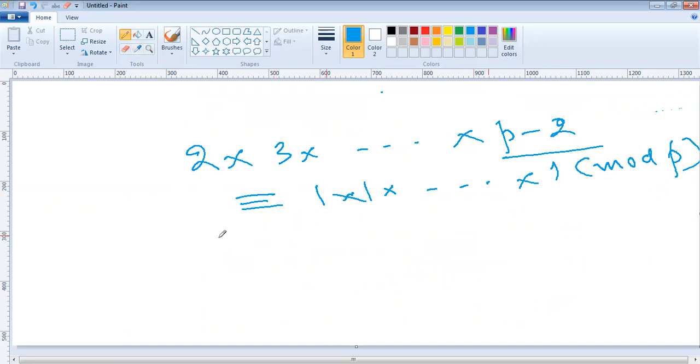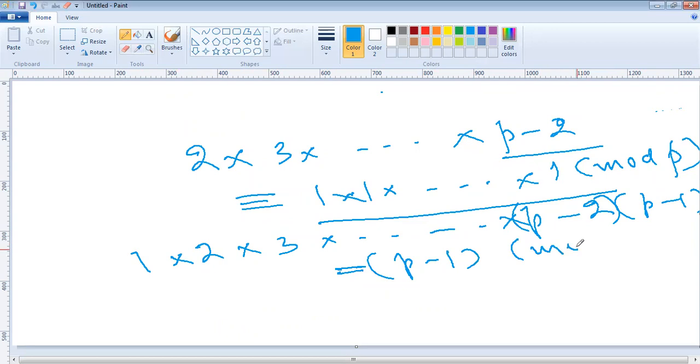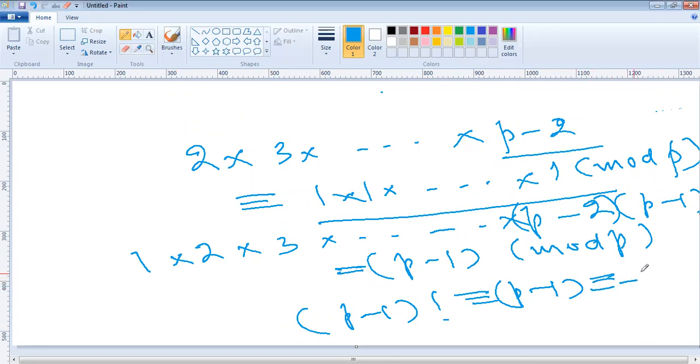Now you can write 1 here, it will not affect anything. This is P minus 2. If you also attach P minus 1 here, this will be congruent to 1 into 1 into 1 into 1 into P minus 1 modulo P. So from 1 to P minus 1, this is called P minus 1 factorial. This is congruent to P minus 1, and this P minus 1 itself is congruent to minus 1 modulo P. So indirectly, P minus 1 factorial is congruent to minus 1 modulo P.